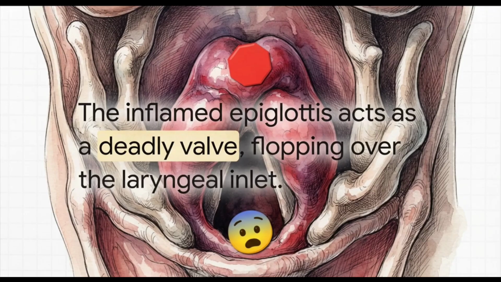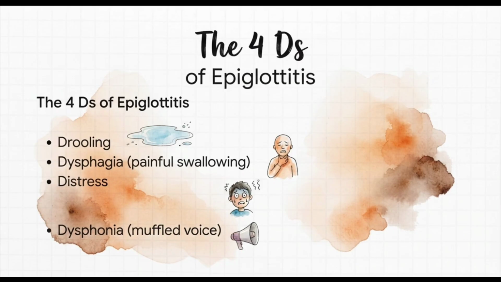The harder you try to breathe in, the tighter the door seals shut. Because it's so critical to catch this before the airway fully closes, clinicians are trained to look for a specific set of sensory clues known as the 4Ds. First step is drooling. The epiglottis is packed with sensory nerves, so when it's swollen, swallowing is just agonizing. The patient simply stops swallowing their own saliva, which leads to drooling.